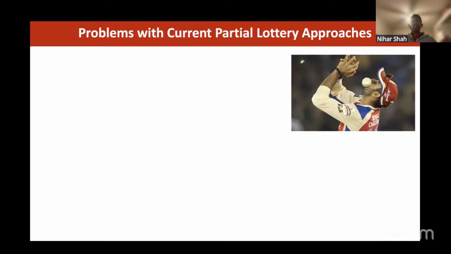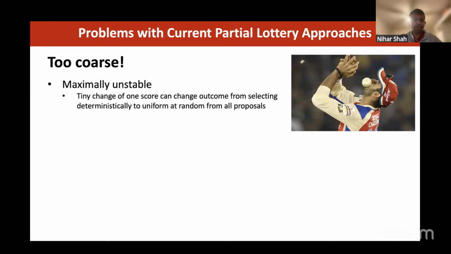Okay. So towards this, we first identified that if you think about it from first principles, there are a number of problems with the partial lottery approaches that are currently deployed. At a high level, it's two cores. You accept a few with probability 1, reject a bunch with probability 0, and in the middle, you are doing uniformly at random. So it's two cores. And this leads to a number of problems.